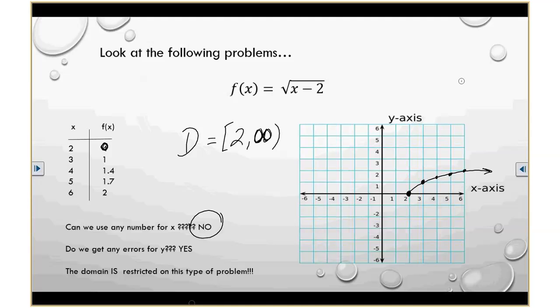Okay? The range is from 0 to what? What does that mean? It means it continues slowly, but it continues to keep going up. So that means from 0 to what?